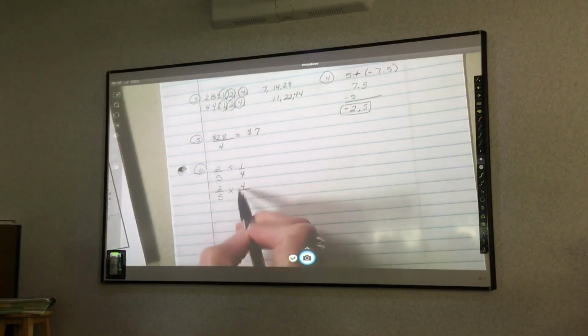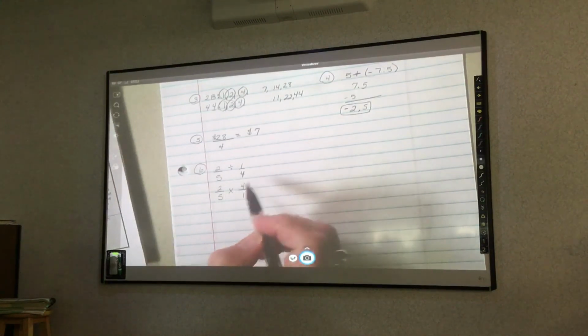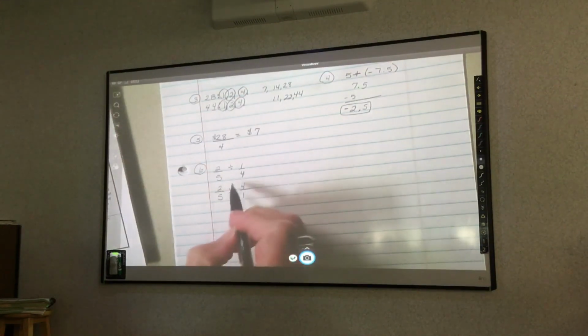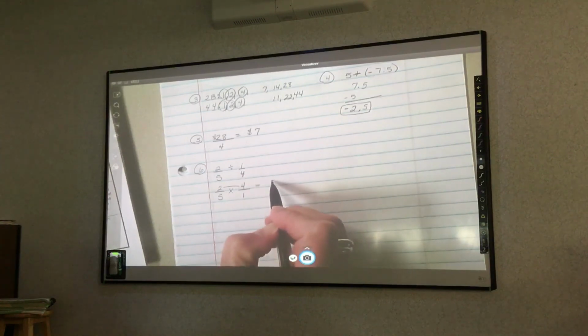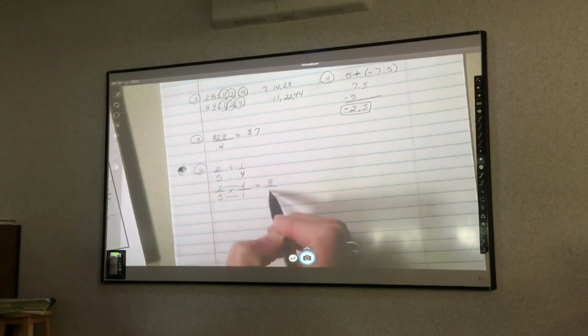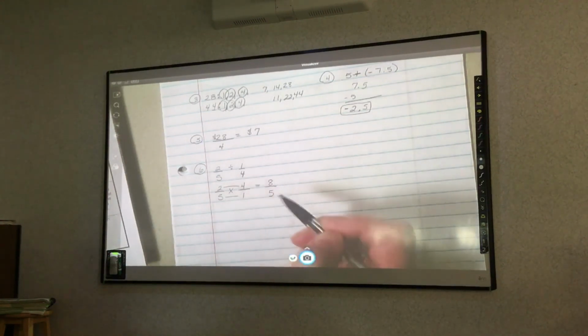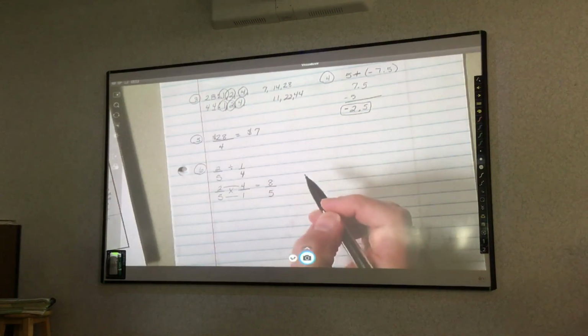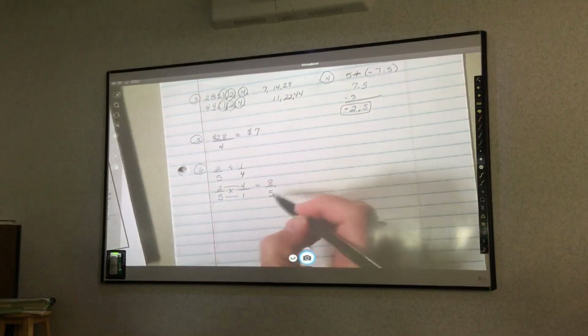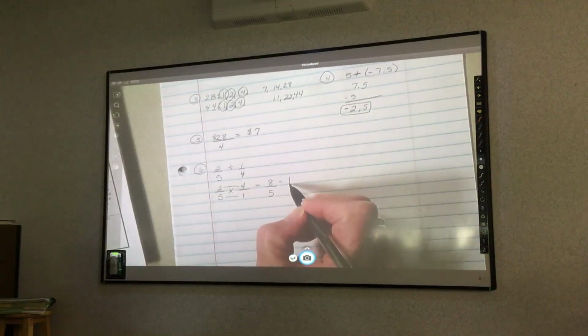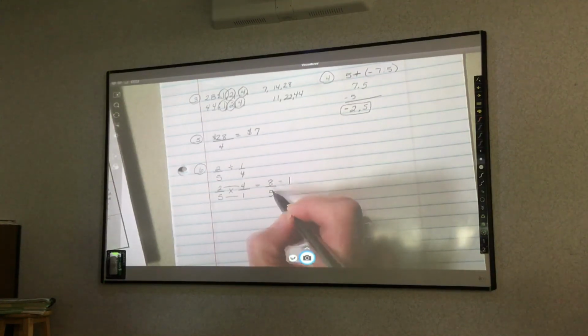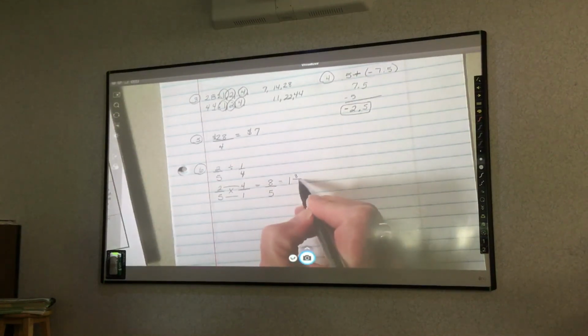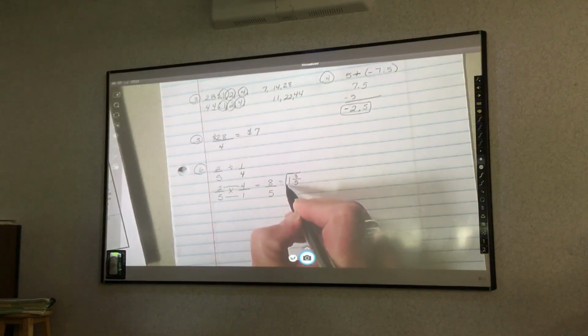So keep change reciprocal. I cannot reduce anything, so I just multiply. 2 times 4 is 8, 5 times 1 is 5. Don't leave it as an improper fraction, so I need to change it. 8 divided by 5 is 1. 8 minus 5 is 3, so there's 3 left, so it's 1 and 3 fifths. I got it right.